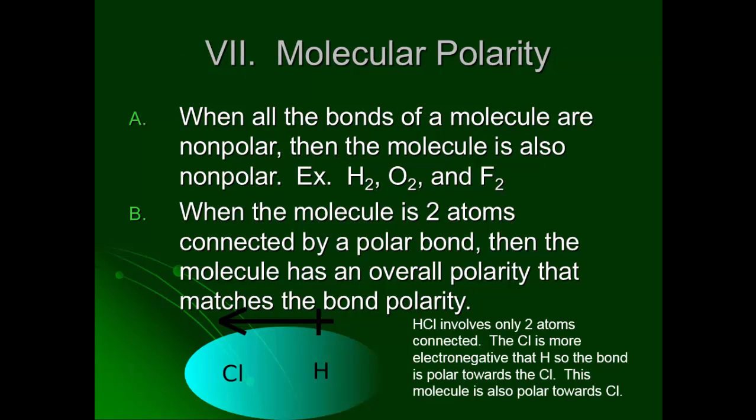When all the bonds of a molecule are nonpolar, then the molecule is also nonpolar. So if you have H2, O2, F2, equal sharing, nonpolar, the molecule is nonpolar. So if you have a polar bond, and there's only 2 atoms connected, then the molecule is polar. That kind of makes sense.